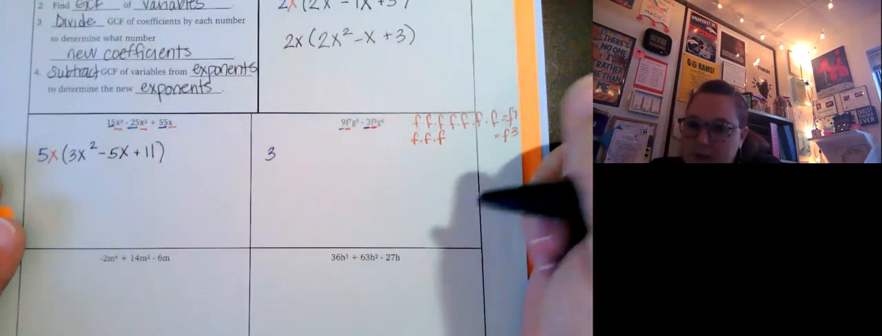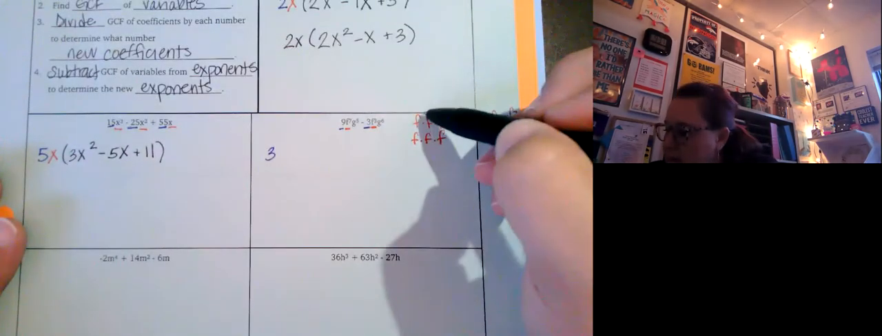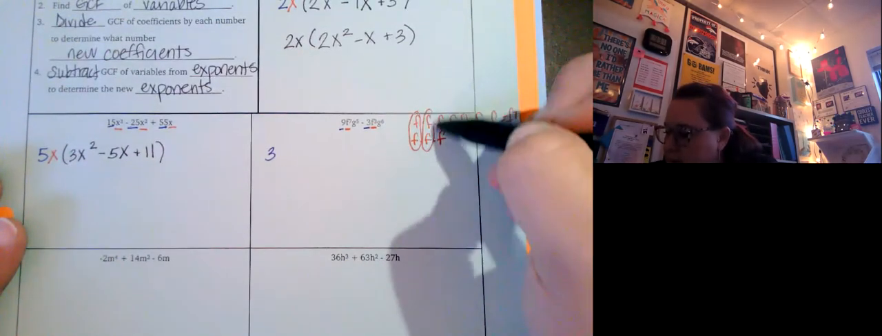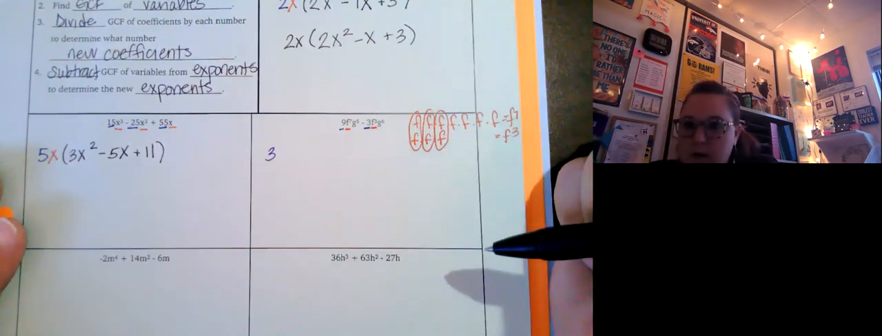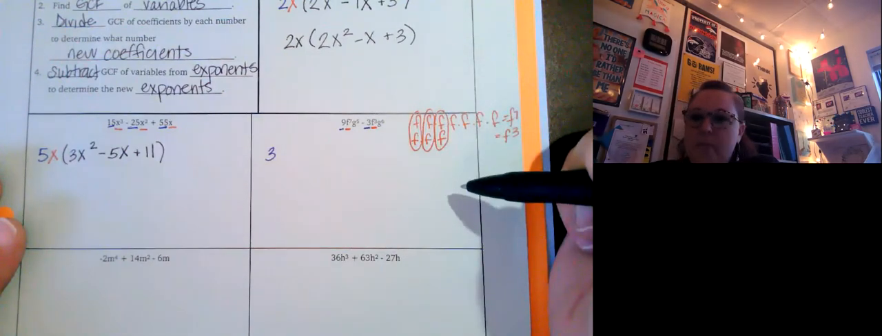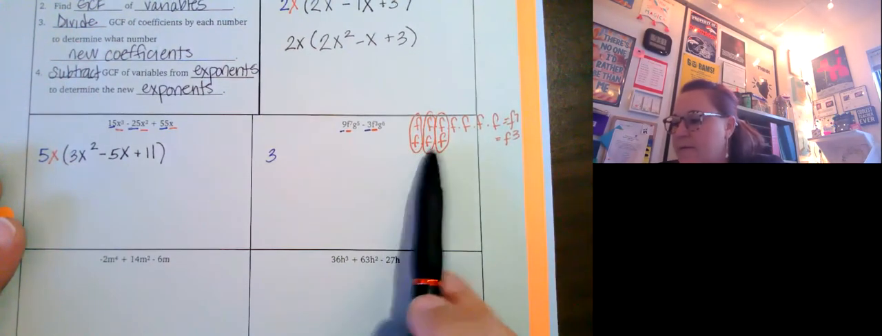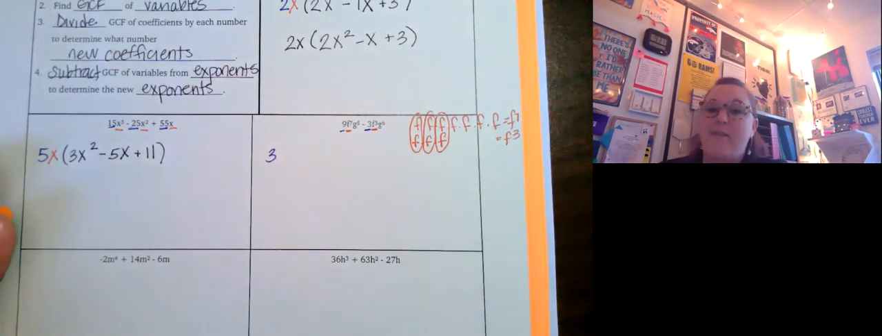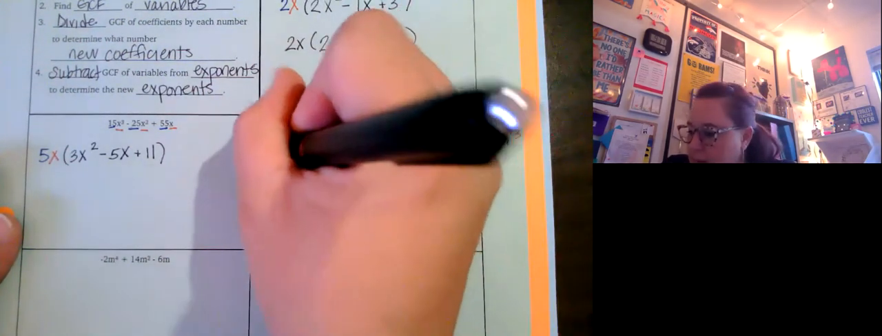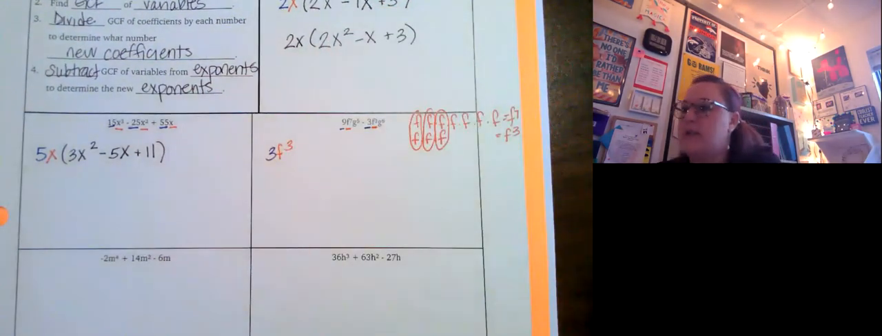So what do they have in common there, guys? I see a pair of f's here, a pair of f's here, and a pair of f's here. You guys see how I kind of paired them up? So what that means is I have 3 f's that I could factor out. That would leave us with f to the 3rd that I would take to the front.